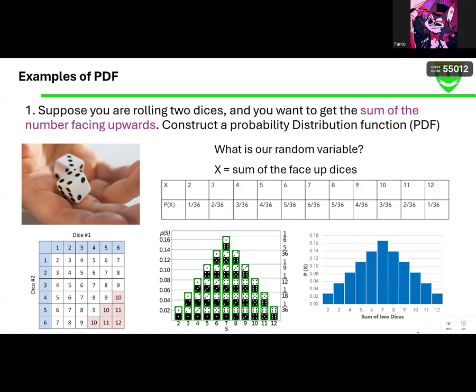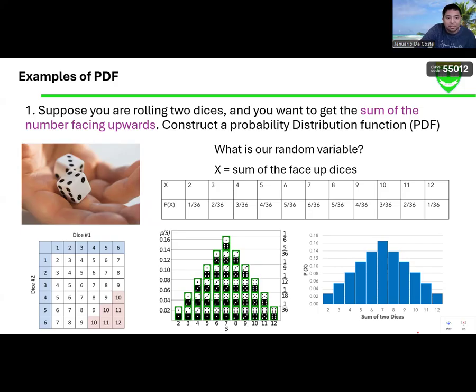Continuous? Why? Because... No, wait. No, I think it's discrete. Why discrete? Because there is only a few number of outcomes for the amount of dice being rolled. It's not a few numbers. It's because the outcome of it is either 2, 3, 4, 5, 6 only, until 12.